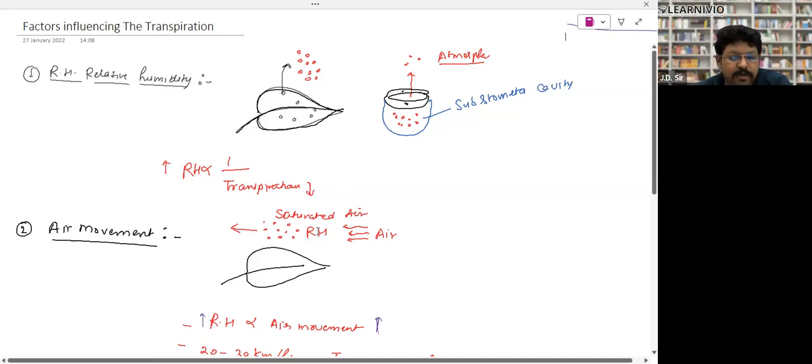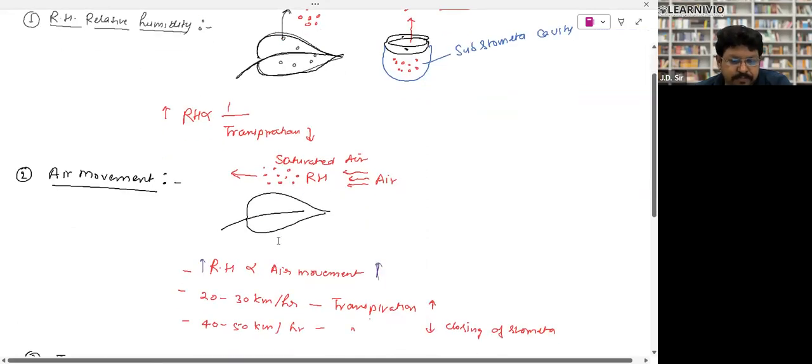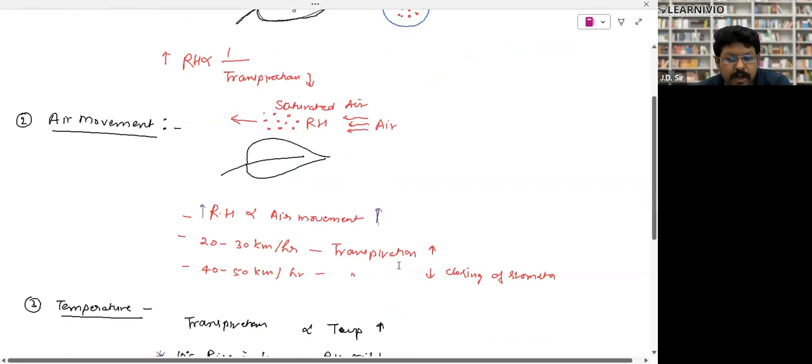Air movement. If air movement is 20 to 30 kilometer per hour, transpiration will increase. But as a storm comes, meaning air movement becomes 40 to 50 kilometer per hour, plants will start closing their stomata and transpiration will decrease, right?